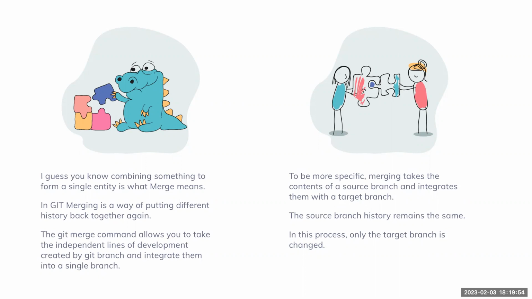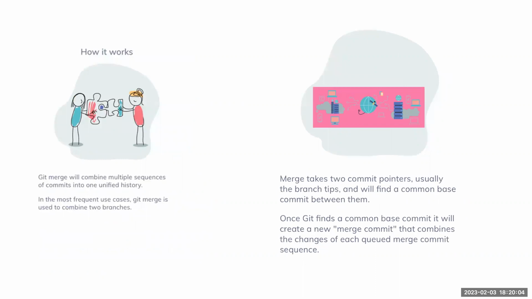Because the changes are already there in the local branch, whatever you're working on, but the target branch will be changed. So git merge will combine multiple sequences of commits into one unified history. In the most frequent use cases, git merge is used to combine two branches. Okay, that's very simple. Like you are just merging it.